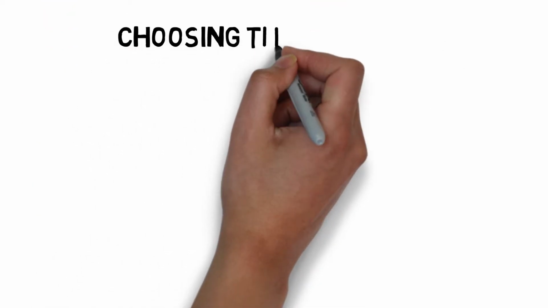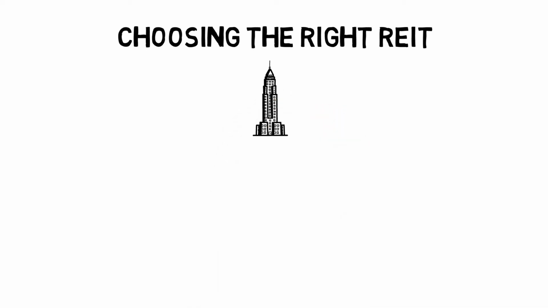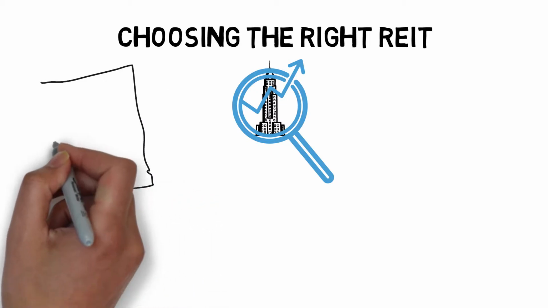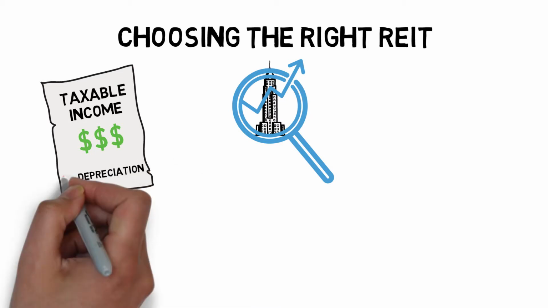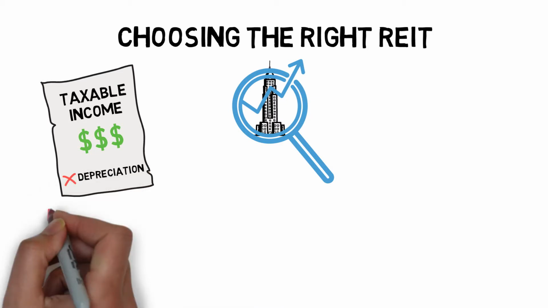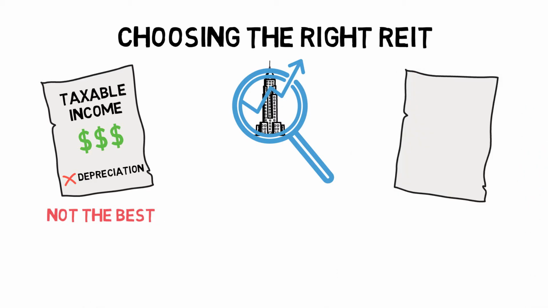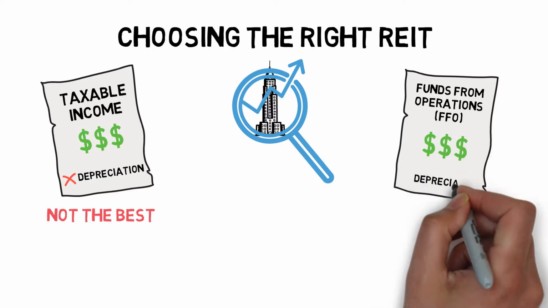Now, when we're choosing the right REIT in which we want to invest, we will typically use the taxable income parameter as a reference of how much money a REIT can make. But this is not the best parameter to measure a REIT's quality, because it doesn't add the depreciation of the properties in the calculation. So we must use the parameter called Funds from Operation, or FFO, which adds depreciation.